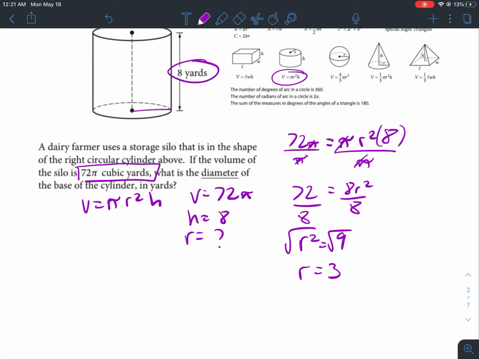So the radius of the silo is going to be 3. So then our diameter is 6. If you're giving that with units, it's going to be 6 yards.